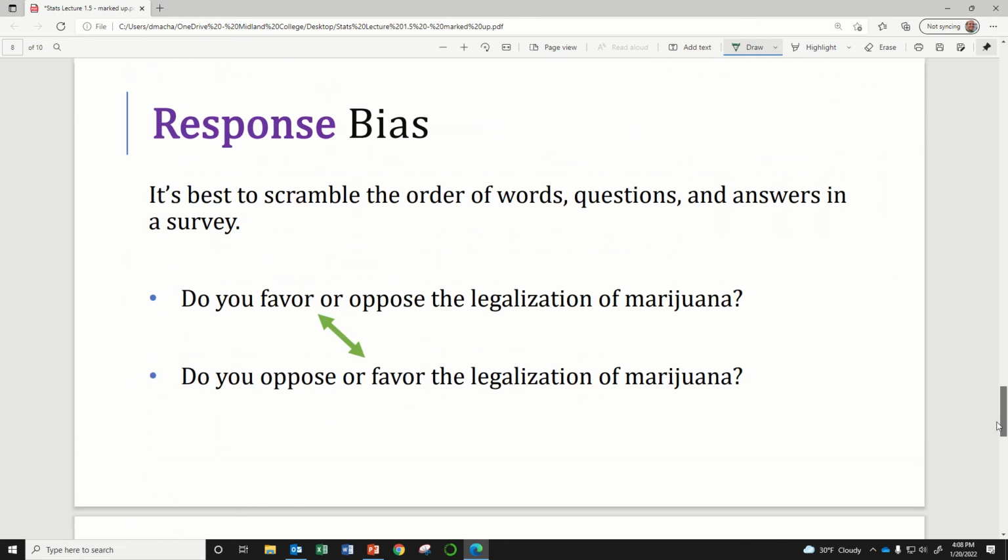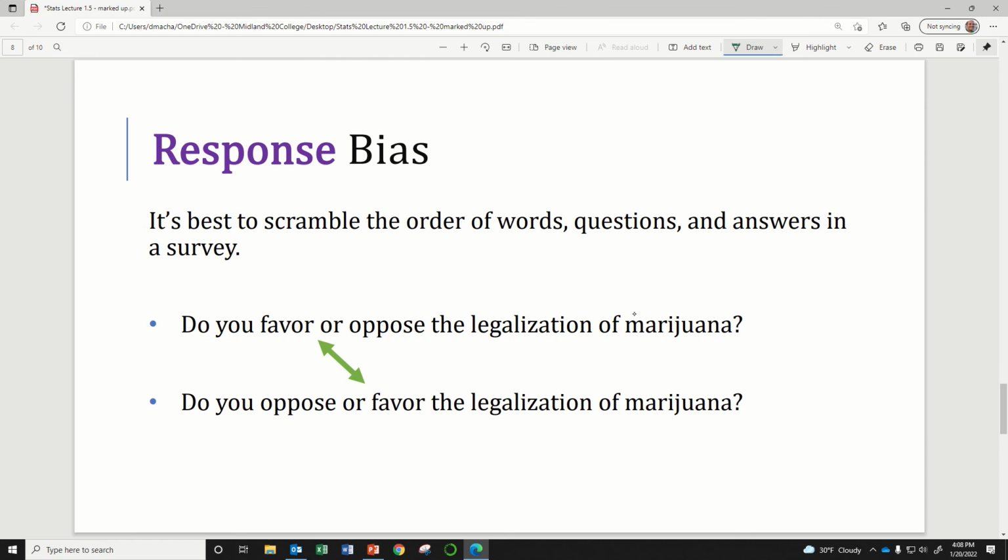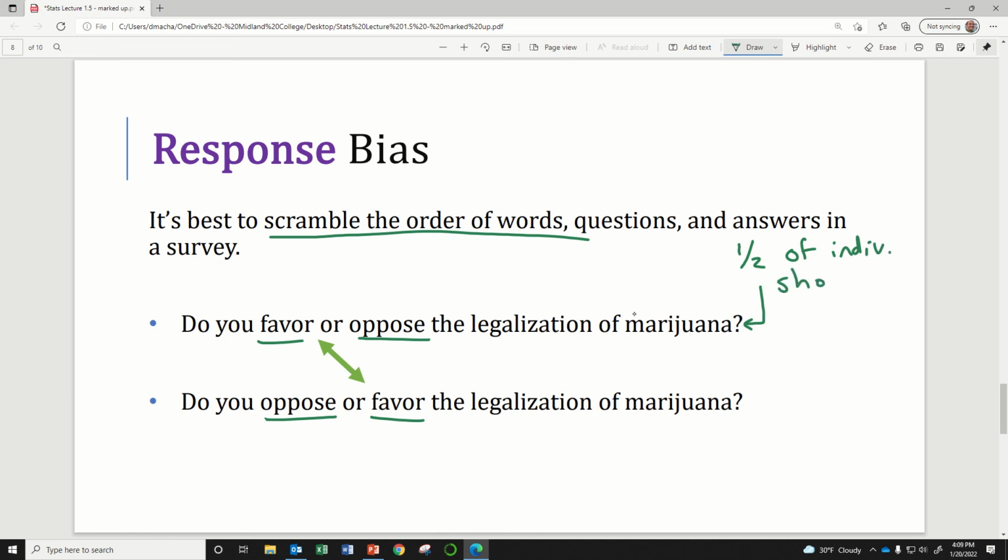Now on the next slide, I want to point out that in addition to presenting both sides, favor or oppose, it's actually best to scramble the order of the words. So what that means is half of the individuals surveyed should receive a question that says, do you favor or oppose the legalization of marijuana? And then another randomly assigned half should get the second question. In other words, half should get, do you oppose or favor?